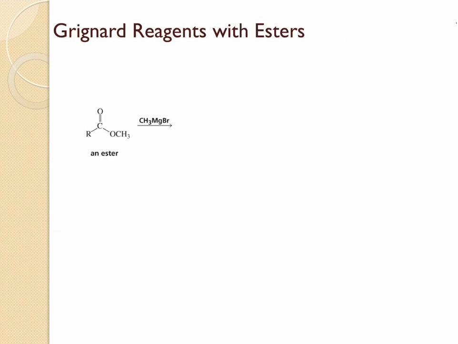In addition to aldehydes and ketones, Grignard reagents add to esters and acid halides to give tertiary alcohols, but they need to undergo two successive reactions with Grignard reagents. The first reaction is a nucleophilic addition elimination reaction, which we normally see in the case of carboxylic acid derivatives. And the second reaction is a nucleophilic addition reaction.